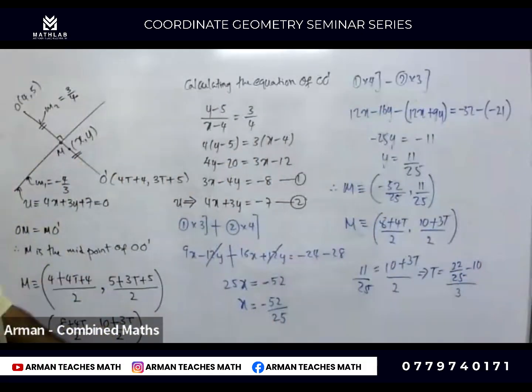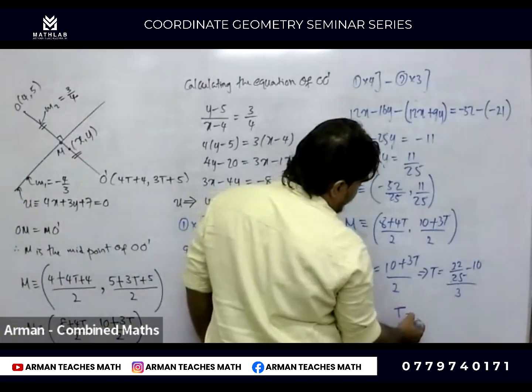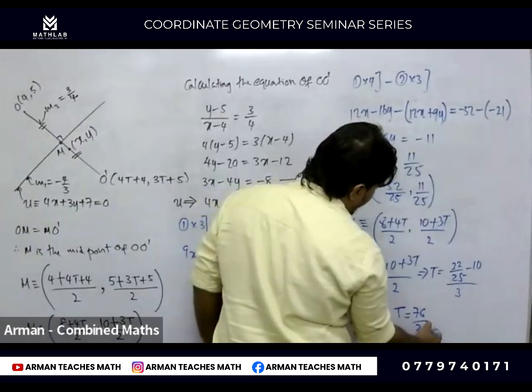Okay. Simplify. Someone simplify and give me the answer quickly. I'm not going to simplify. T equals 76 over 25.